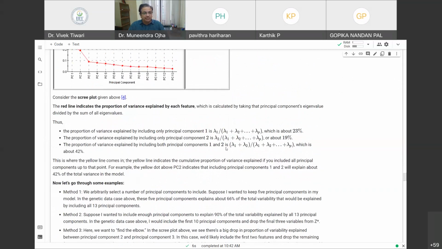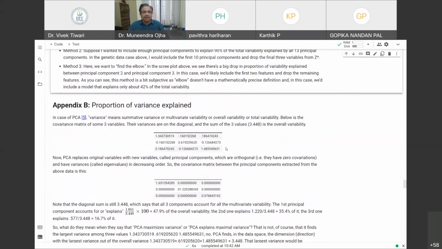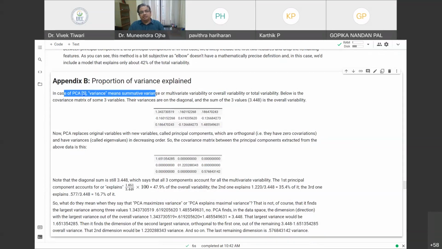I have given an example of this. Here is the proportion of variance explained. In PCA, variance means summative variance, or multivariate variability, or overall variability, or total variability, whatever name you understand best. This variance is talking about that total variability.